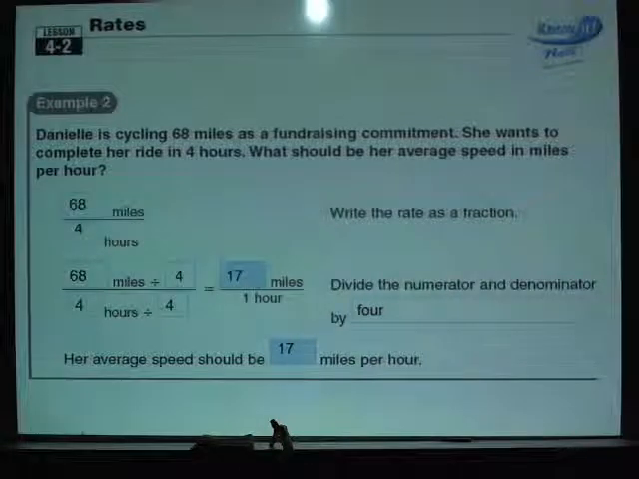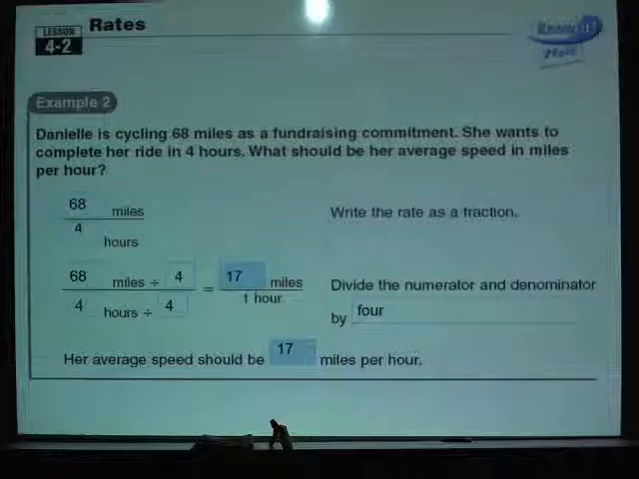Alright, let's go ahead and take a look at number 2. Danielle is cycling 68 miles as a fundraising commitment. She wants to complete her ride in 4 hours. What should be her average speed in miles per hour? So the question is saying miles per hour, and notice the emphasis there is on per hour, or per 1 hour. So that's what we want to stick in the bottom here.